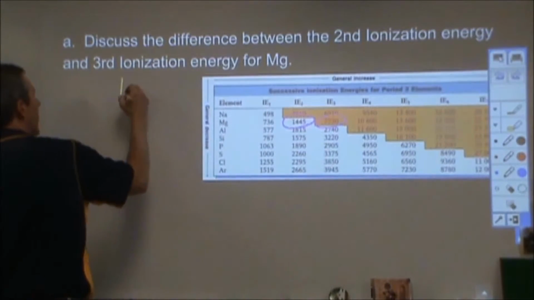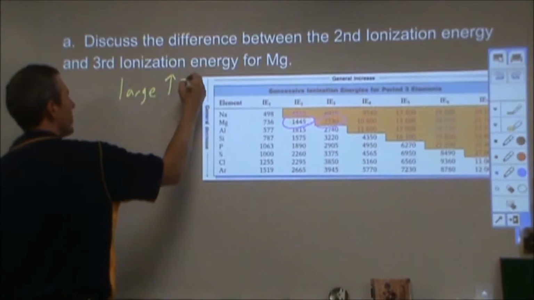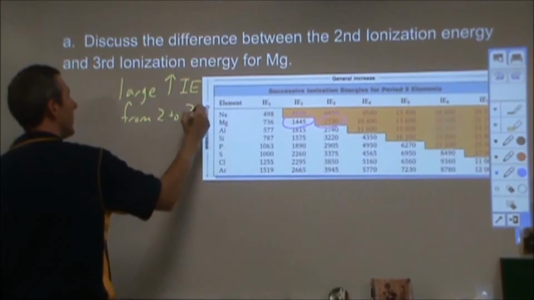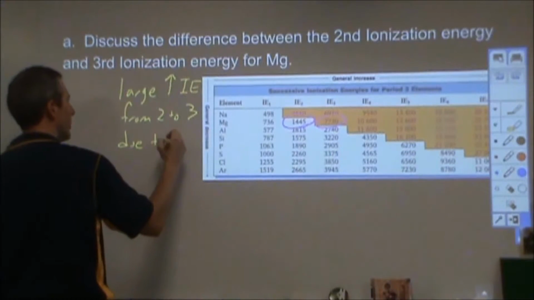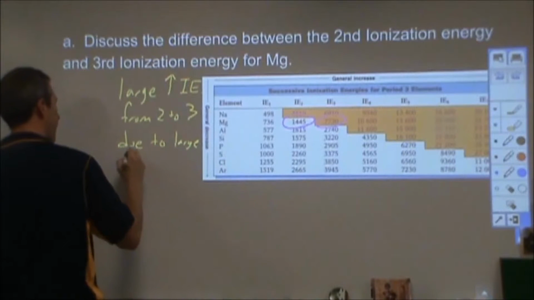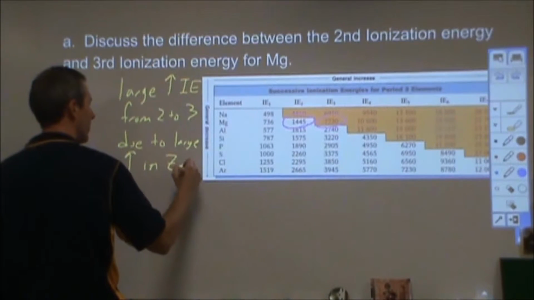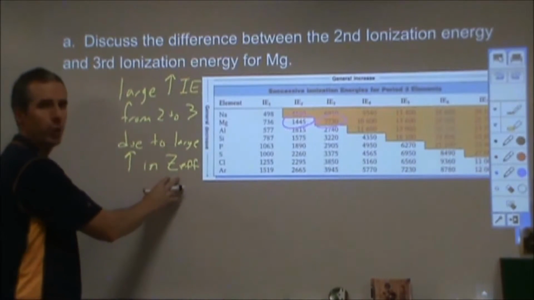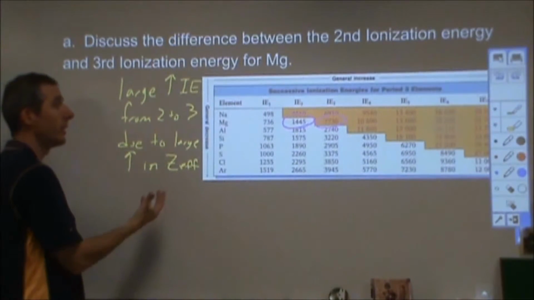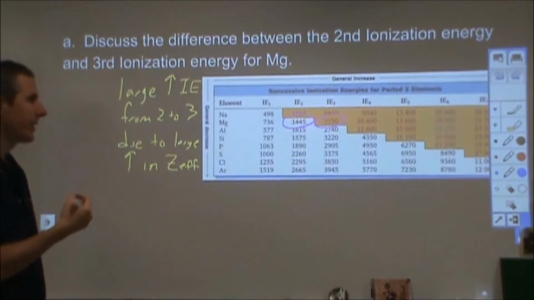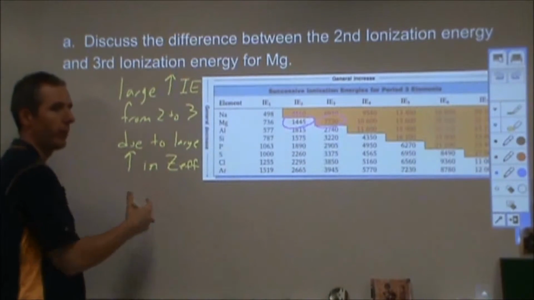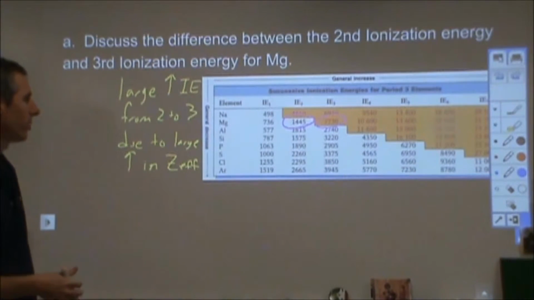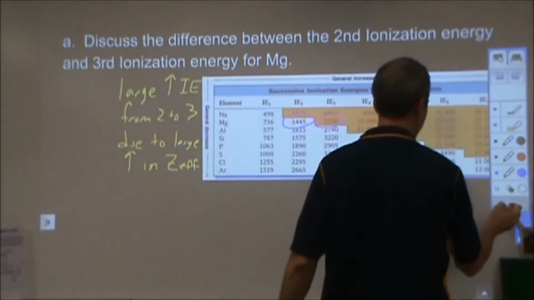So when we go to the question, discuss the difference between the second ionization energy and third, we're seeing a large increase in ionization energy between the two, from 2 to 3. And that's due to the large increase in effective nuclear charge. Now, we could break that down into the proton pull and the shielding components and say that the shielding has been negated for that next energy level while our nuclear charge has remained constant. Or we could simply leave it as an increase in effective nuclear charge. Both answers would be sufficient to answer that question.